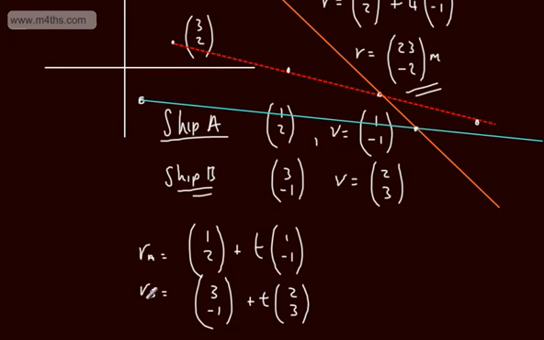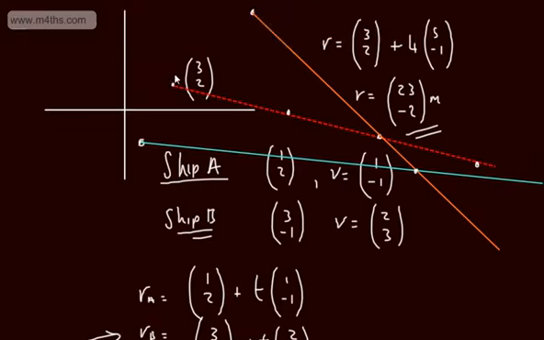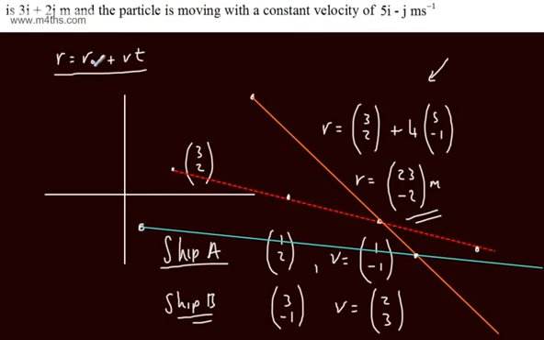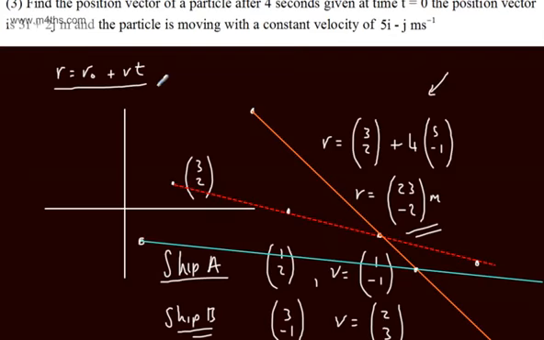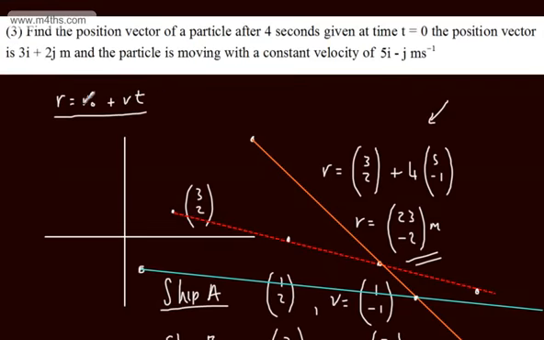So these now are position vectors, and this is something that you'll need to be able to work with. R is equal to R0 plus Vt. Where we end up is where we start, and then plus velocity multiplied by time.